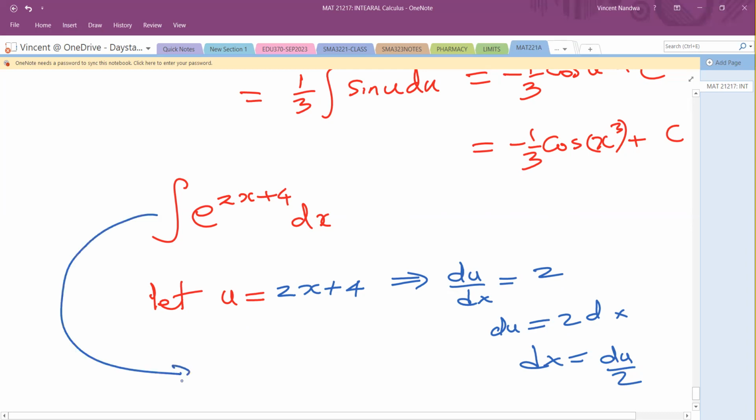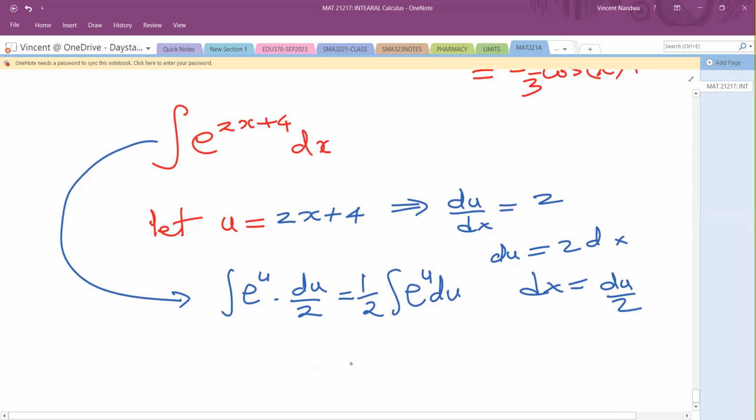So therefore, this integral will be the integral of e power u times du over 2. So I have a half integral of e power u du. And what do we get? When you integrate e power u du, what do you get? E power u. So when you substitute, you get a half e power 2x plus 4. Right. So that will be the answer.